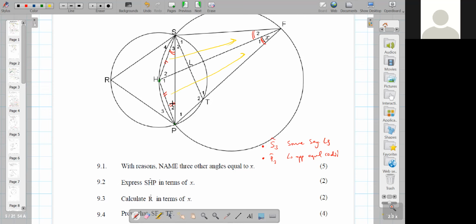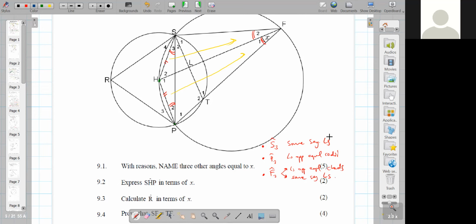Or after P2, I can just say same segment angles. So both reasons are acceptable anyway. So F2 is my third one. You can have 2 possible reasons. You can say angles opposite equal chords. That's my one reason. Or you can say same segment angles, thinking P2.